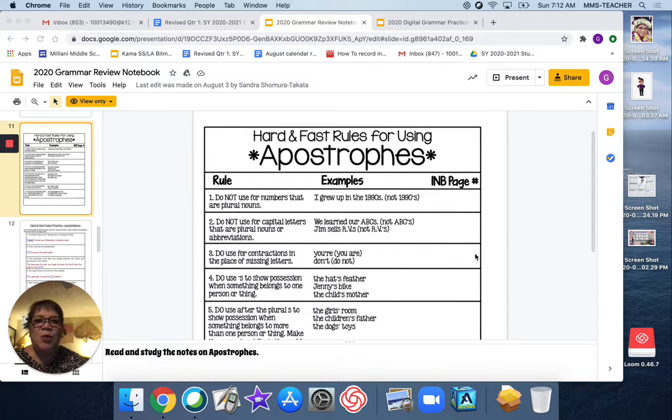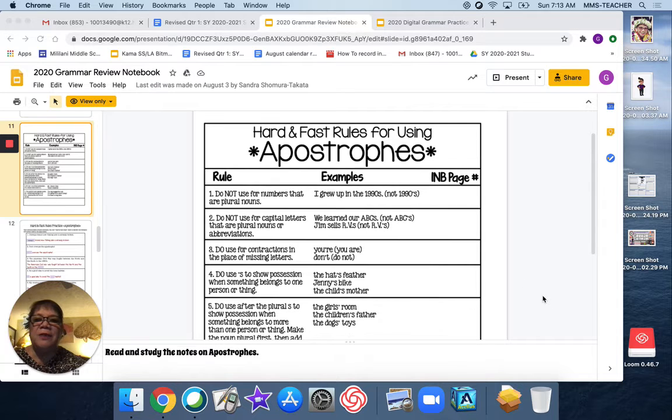I am going to go over grammar review and grammar lessons that we are continuing. Today we are going to focus on apostrophes and quotation marks. If you take out your grammar review notebook from your interactive notebook, you will notice the page on apostrophes. It's entitled Hard and Fast Rules for Using Apostrophes. Let's take a look at the different rules when it deals with apostrophes.